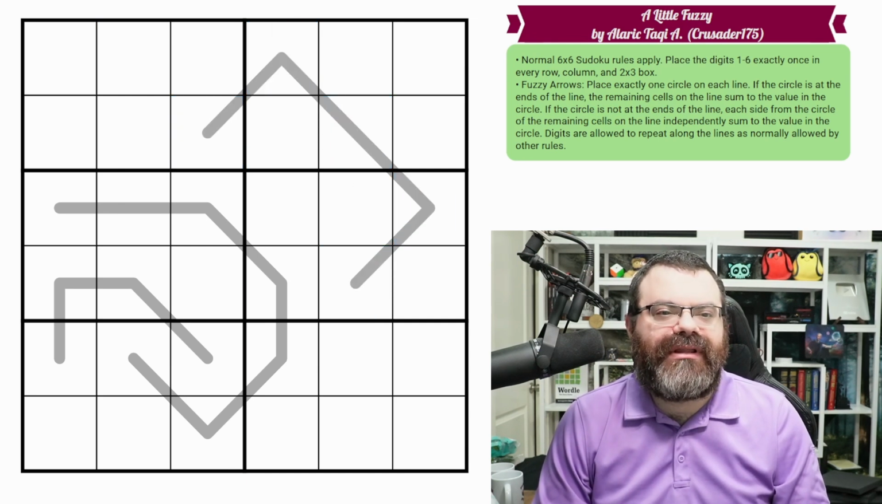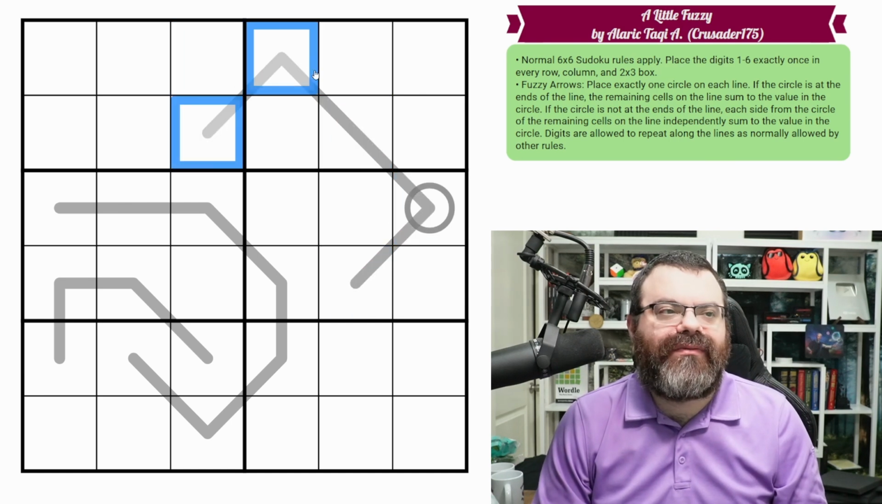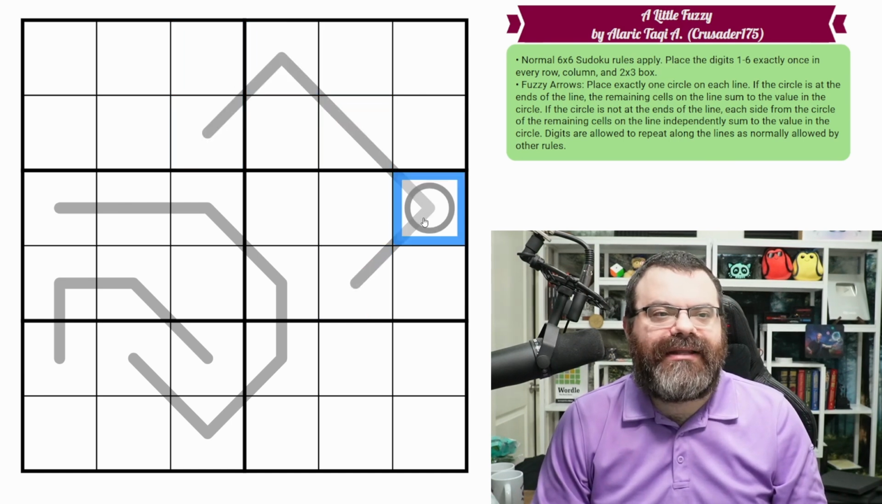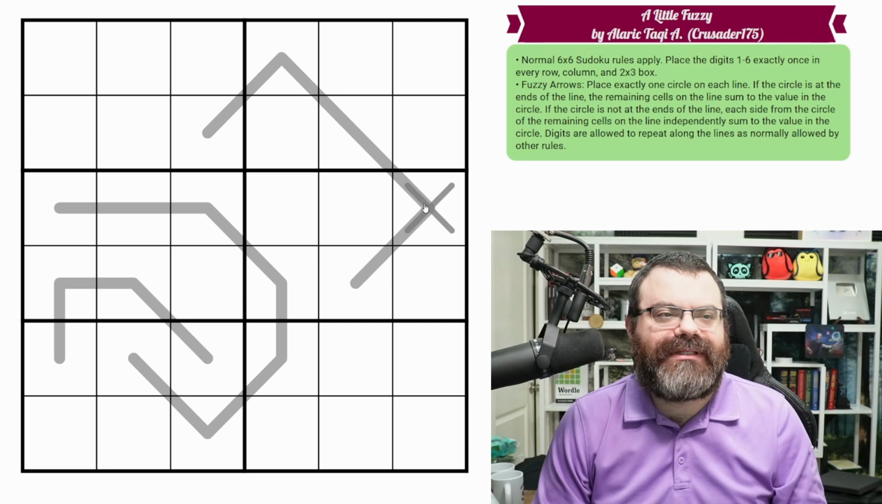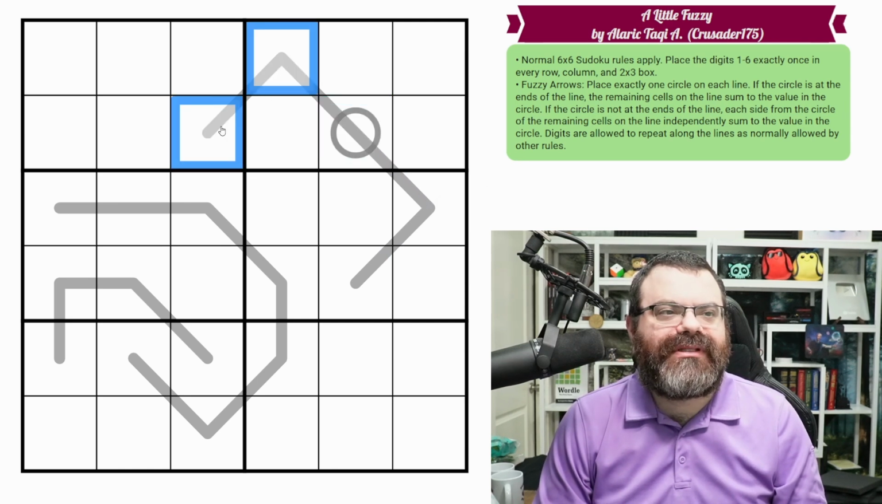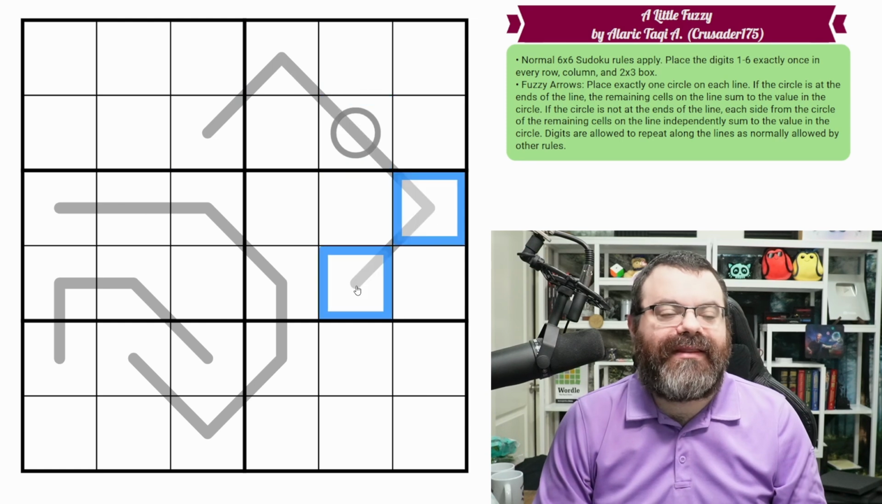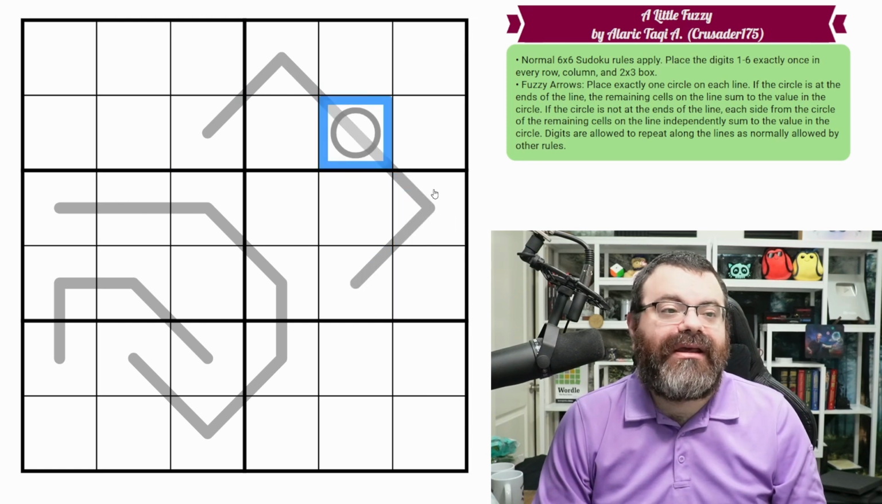But wherever the circle is, let's say it was here, then we basically create two arrows, one on each side of the circle. This is a bad example because it's not possible, but here was an interesting example because it means these two sum to the value in the circle, and these two sum to the value in the circle. It's as if we had two arrows here with a shared circle.